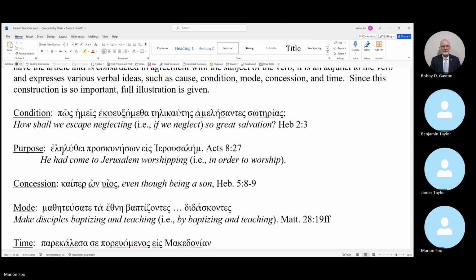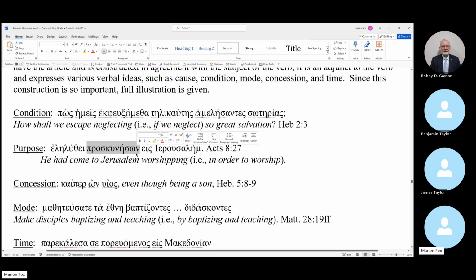So he had come where? To Jerusalem. Toward Jerusalem. And what's he doing when he's coming there? In this case, it's an adverbial participle expressing the purpose. So it's giving you the purpose. He came to worship. Acts 8:27. That's the Ethiopian eunuch. Okay.